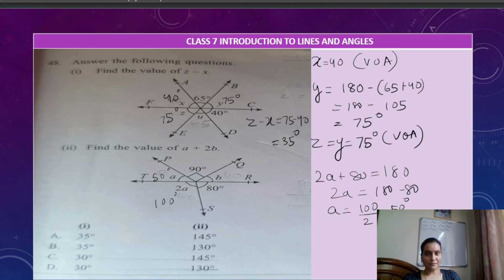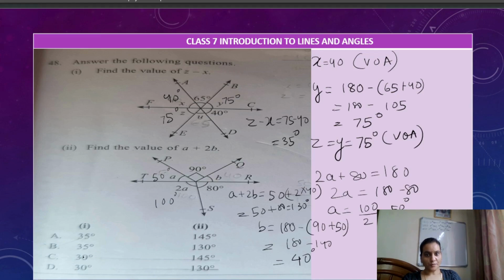Now it is very easy to find B. 50 plus 90 plus B together lie on a straight line, so they form a straight angle. So B will be equal to how much? 180 minus the total sum of 90 plus 50. 50 is the value of angle A. So 180 minus 140 will be the value of B, which is 40 degrees. So A plus 2B will be equal to 50 plus 2 into 40 degrees, so 50 plus 80, which is 130 degrees.